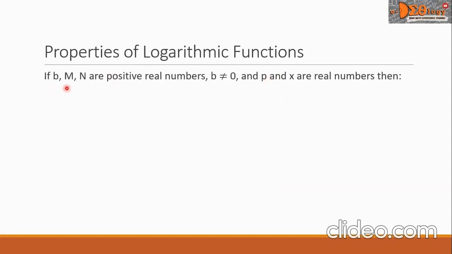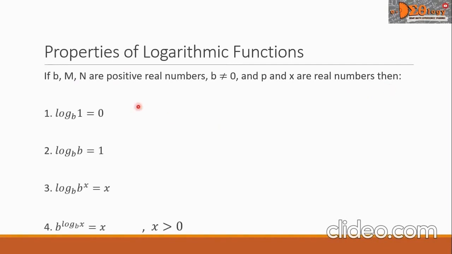If b, capital M, capital N are positive real numbers and b is not equal to 1, and p and x are real numbers, then we have here the first 4 properties of logarithmic functions. Number 1, log of 1 to base b equals 0. Property number 2, log of b to base b equals 1. Number 3, log of b raised to x to base b equals x, and this x is simply the exponent of the b.